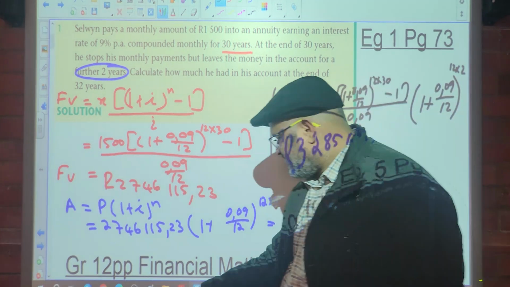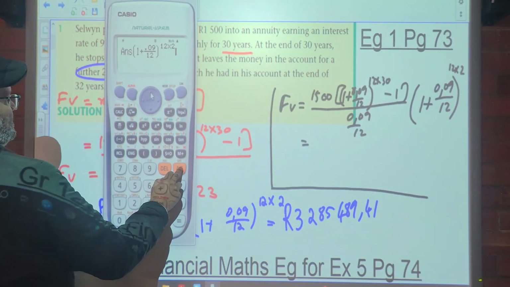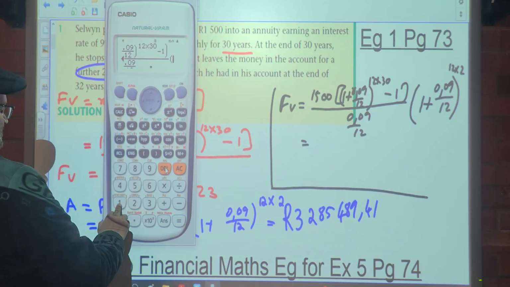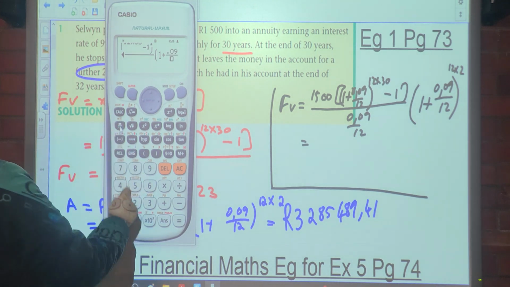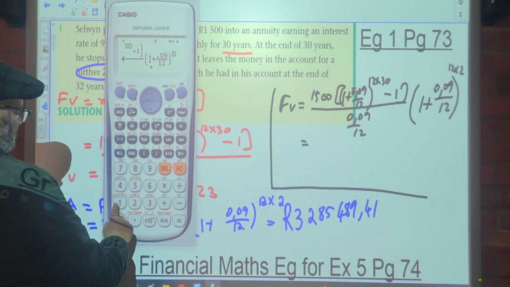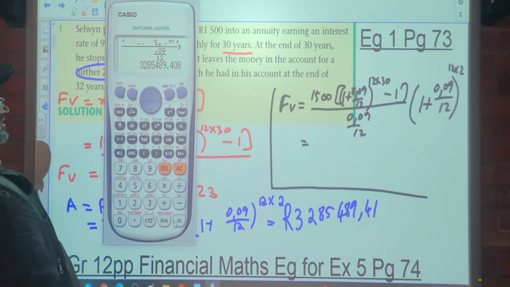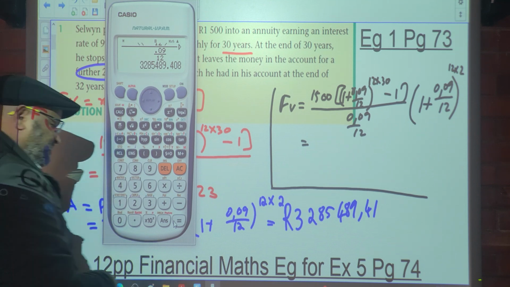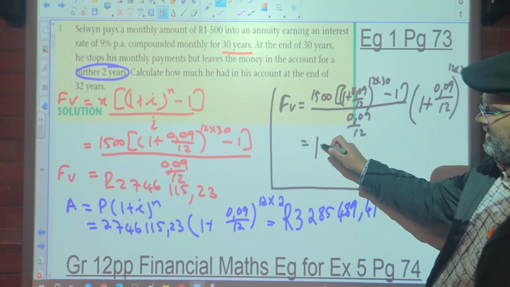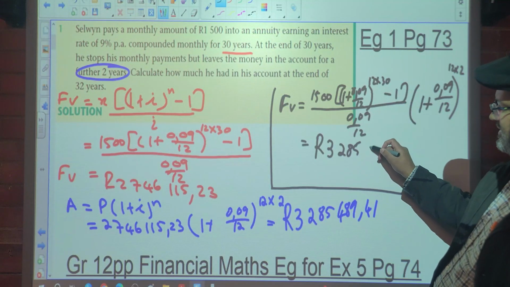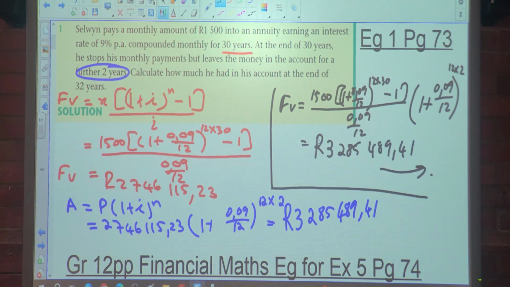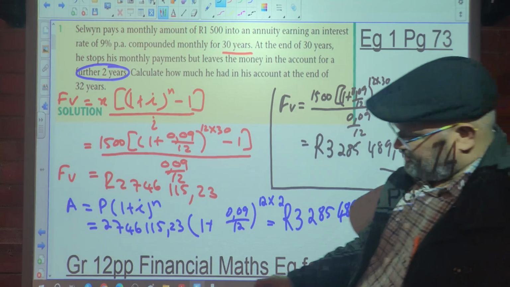We're going to punch that whole thing in the calculator. Open brackets, 1 plus 0,09 over 12 to the exponent 12 times 2. It also gives you 3,285,489.41. So whichever method you use, you should get the right answer, provided you have made no error, no mistake. You guys understand? Is there any confusion? Okay.